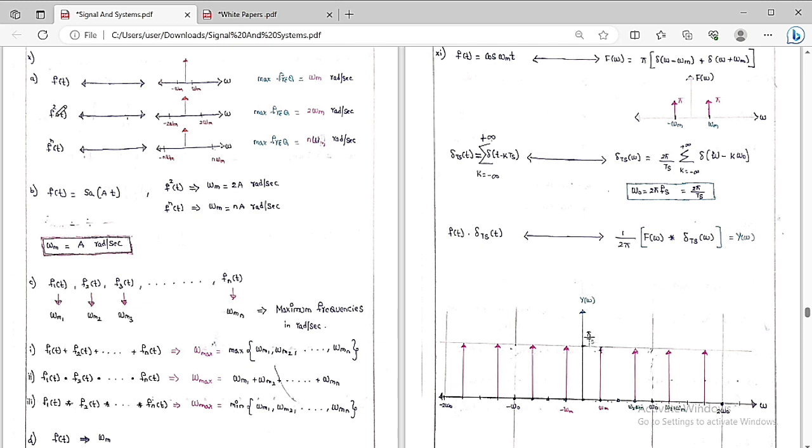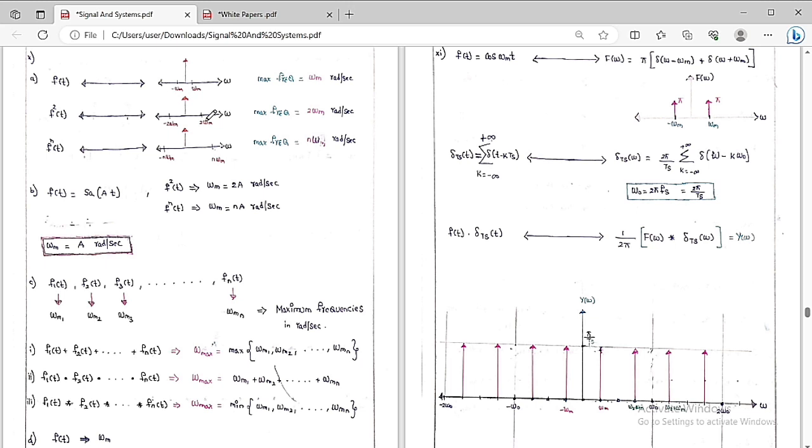Suppose you are doing the square of the signal, f square of t. I've already told you here we are doing the product of the two signals. The product of the two signals means in the Fourier transform it will become convolution. Product in the time domain leads to convolution in the frequency domain. Convolution means basically we are shifting the signal. So here, F of omega convolution of F of omega.